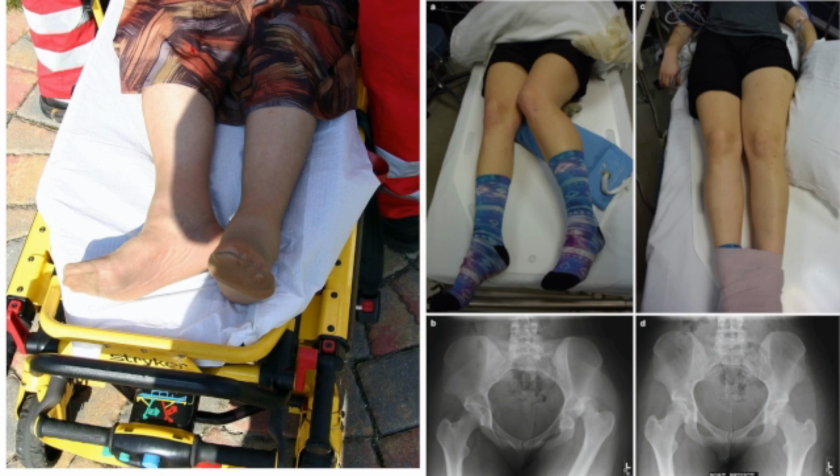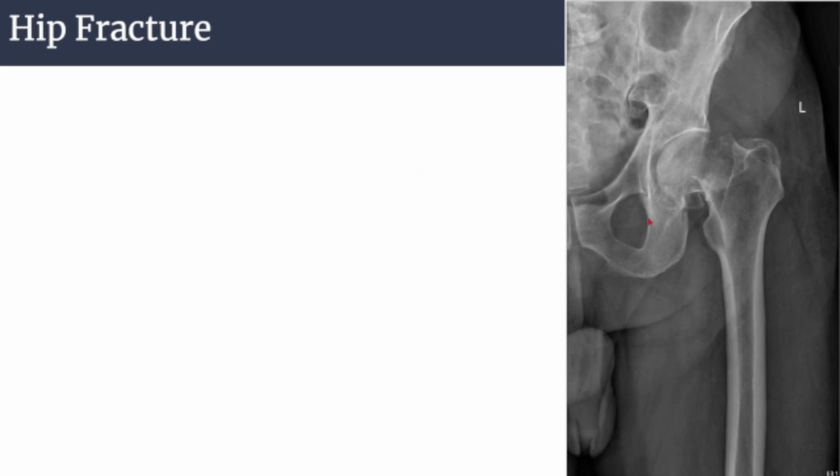Over here, this older lady's right leg is shortened and externally rotated, and we will learn that that correlates with hip fractures. Okay, and that is because the greater trochanter, the hip external rotators are attached here. So when you break here, the tone of those externally rotates the hip.